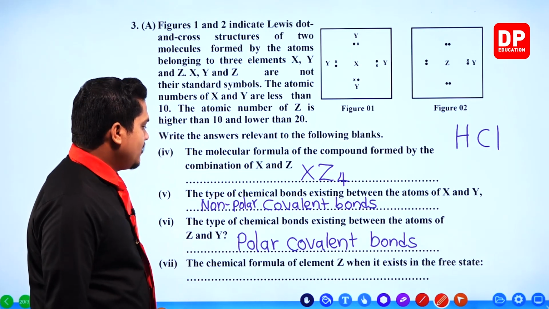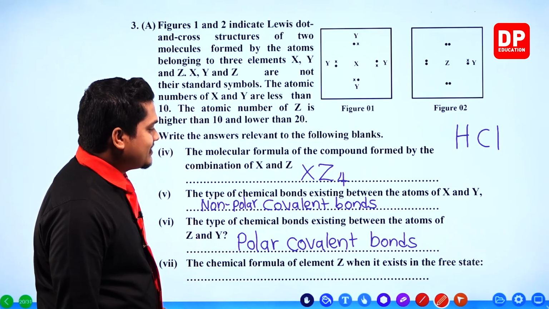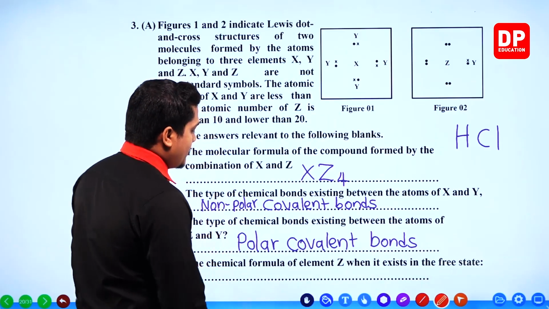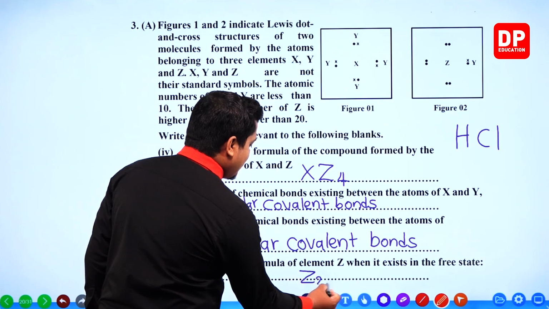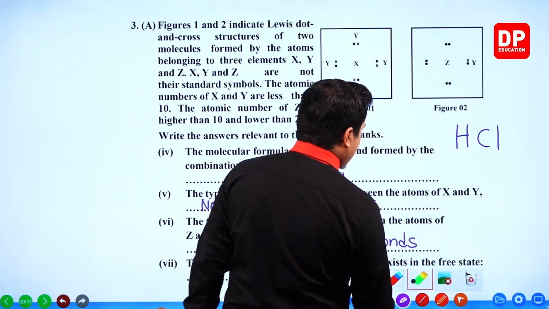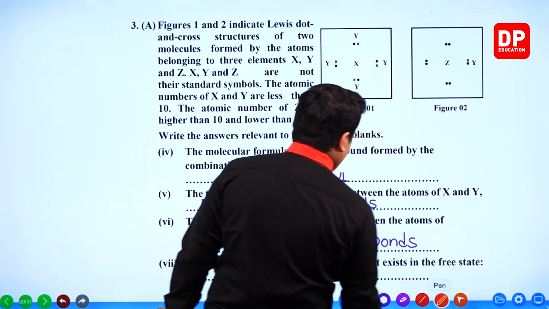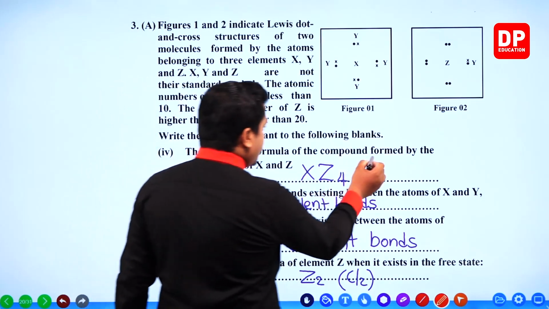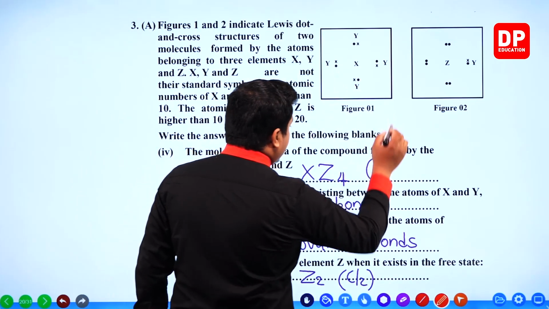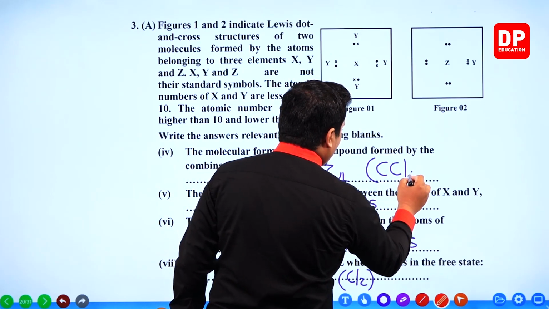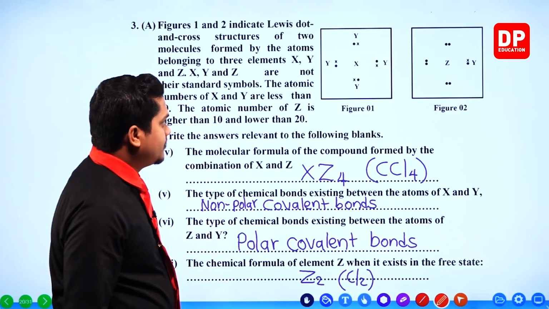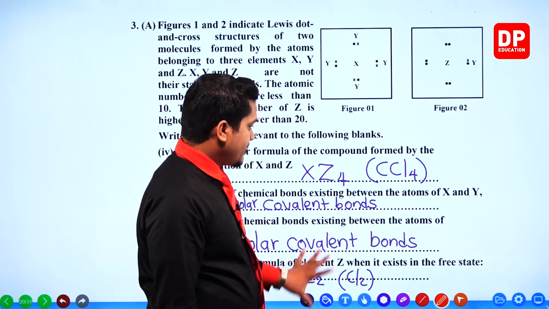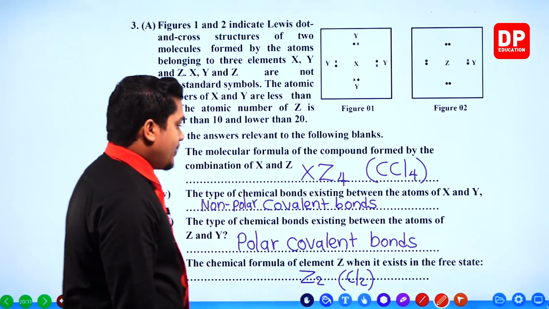Next one. The chemical formula of element Z when it exists in free state. Z is chlorine, no? So it is available as a diatomic gas as Z2. If you want, you can write within brackets Cl2, no problem. For this one also, you can write XZ4, within brackets CCl4. But however, these things are important. Remember to represent these two.